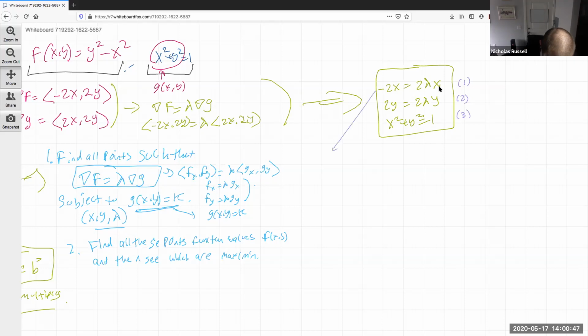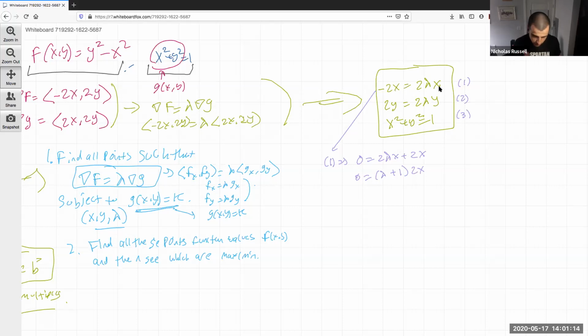So if we see here, I'm going to add this for equation 1. I'm going to get 0 is equal to 2 lambda x plus 2x. And then I'm going to factor out 2x. I'm going to get lambda plus 1 times 2x. And what's important to note here, and this is an example of one time where I probably actually want to solve for my lambda because it's going to be helpful.